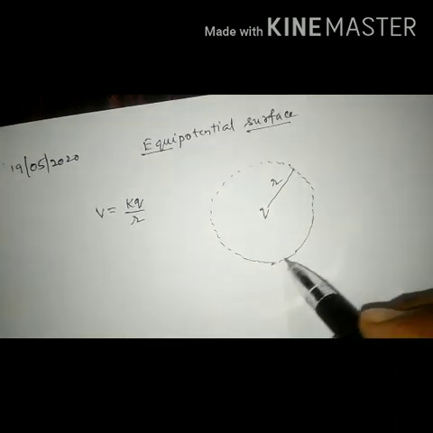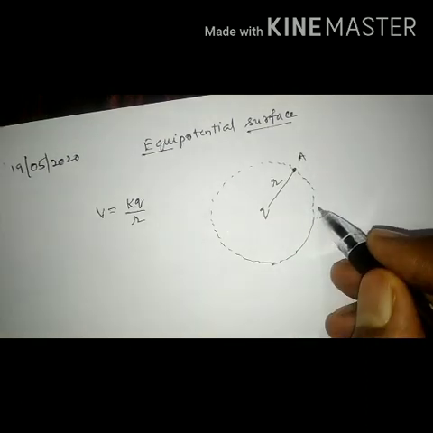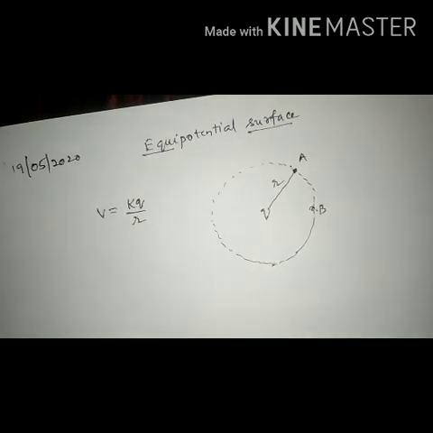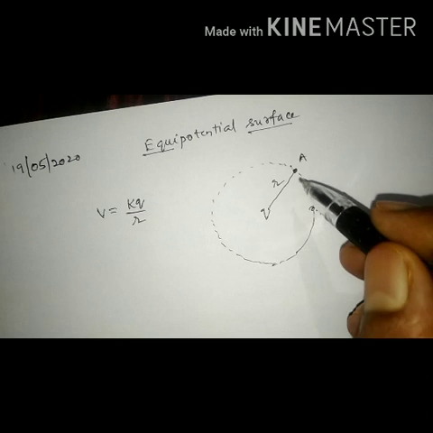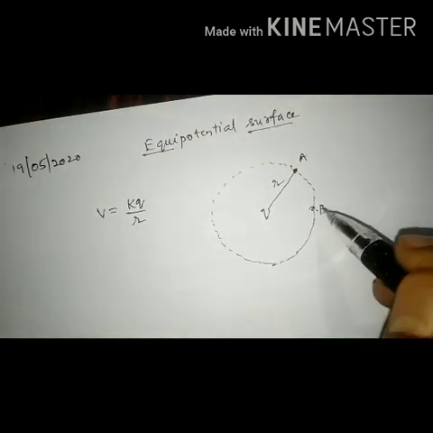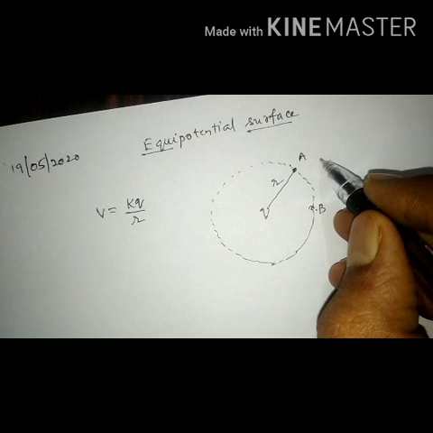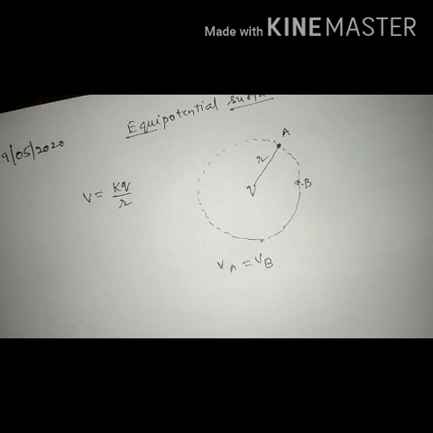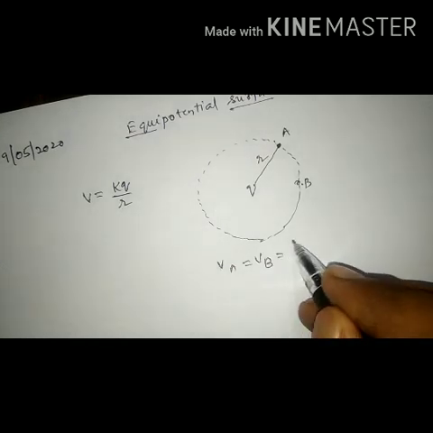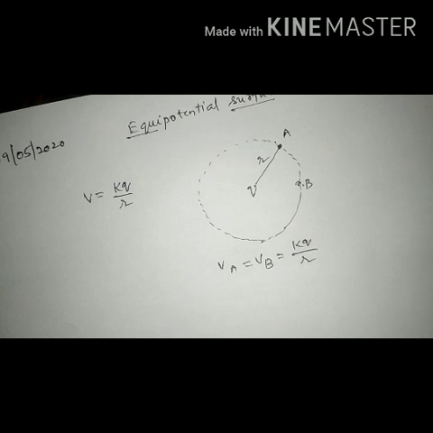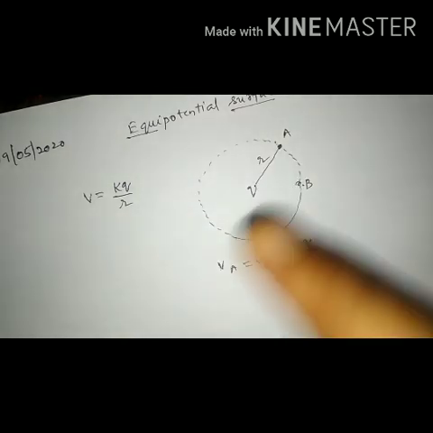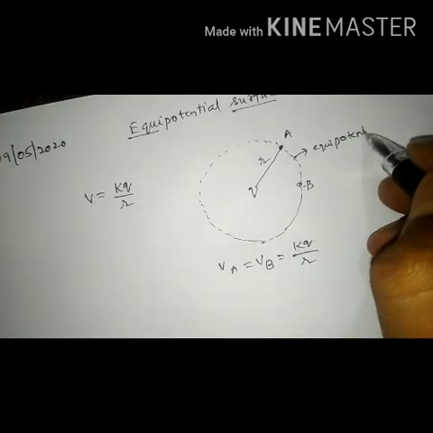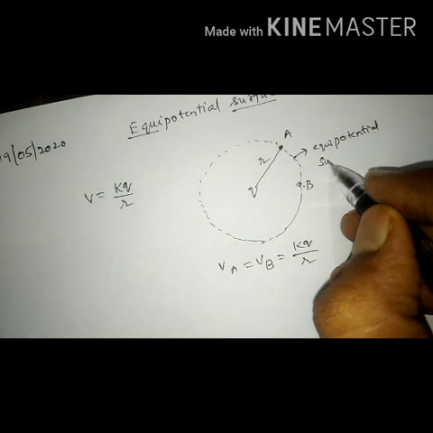On the surface, if you consider 2 points, for example A and B, these 2 points are at the same potential because the distance from the charge to these points is constant. Now we can say that this is an equipotential surface. So by this relation we can say potential at A, VA, is equal to potential at B, VB, because both are at the same distance. So this surface we call an equipotential surface.